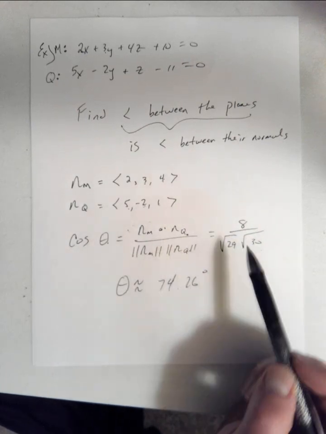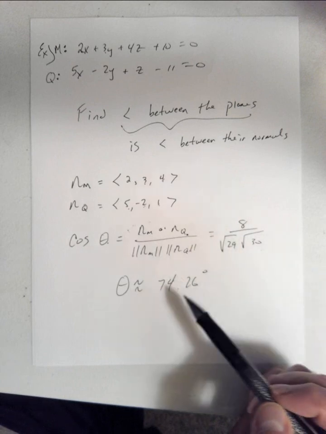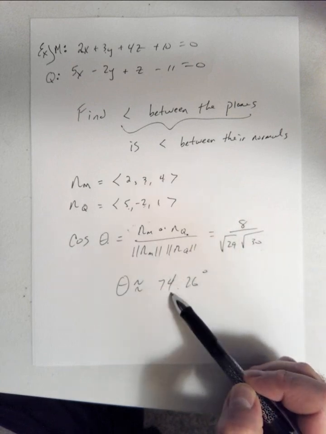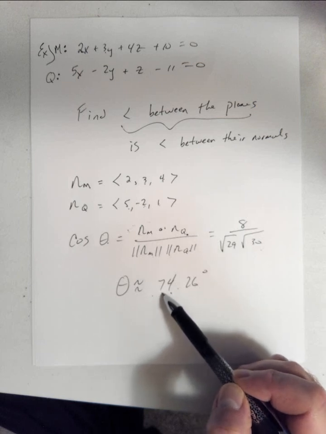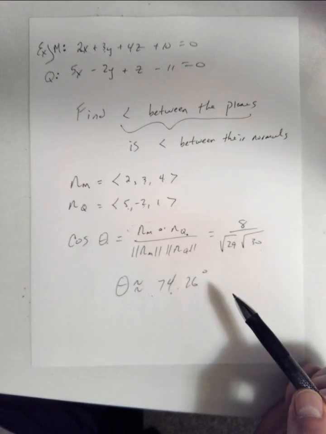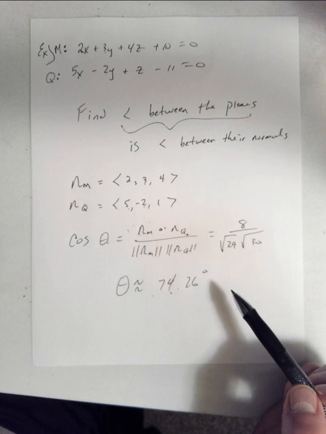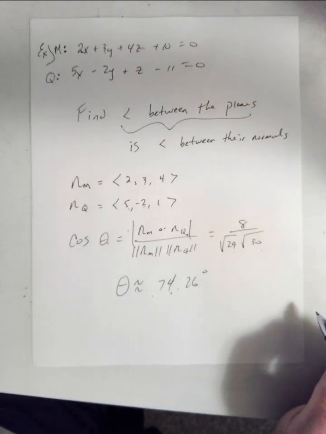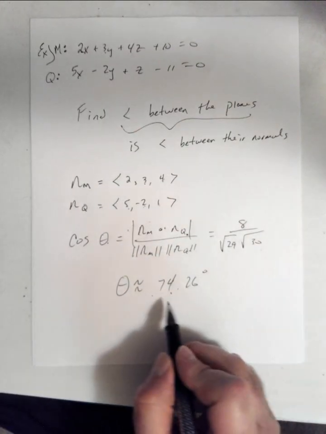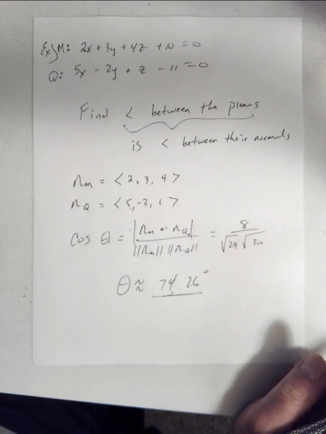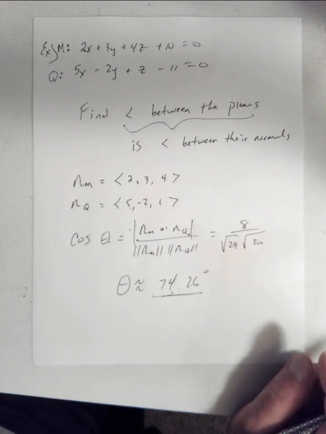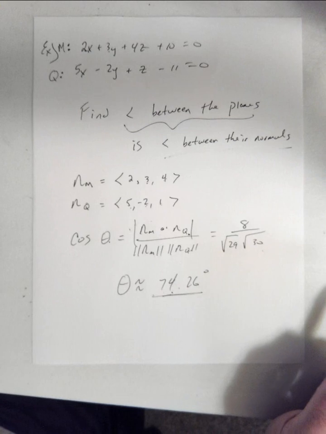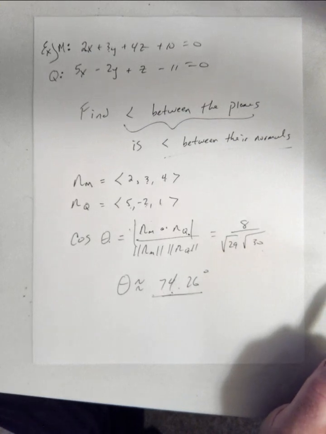What would happen? If this were a negative 8, this then would have been the supplement of what I was looking for. In other words, it would have been 105.74. Right? Not what you want. So to stop that from happening, put an absolute value around the dot product, and you'll always get the acute angle that's formed between the two planes. So finding the angle between the planes is nothing more than finding the angle between their normal vectors.